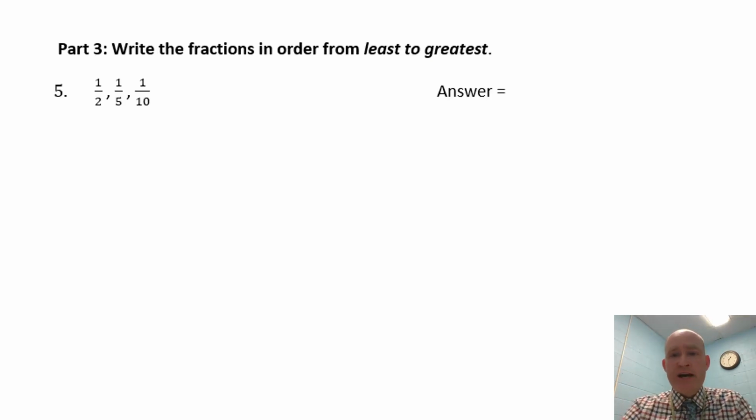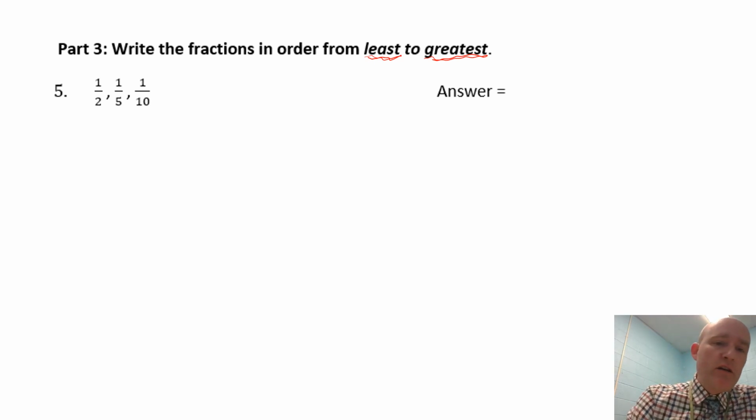Okay, so the next part is asking us to put our fractions in order from least to greatest. Okay, so that is the smallest to the greatest. Well, we can look at 1/2, 1/5, and 1/10. And I know 1/2 is the biggest. If I were to divide it up, think of a pizza or a pie, I would know that 1/2 would be the biggest and 1/10 would be the smallest. But how could we empirically find out what order these fractions can go in from least to greatest?